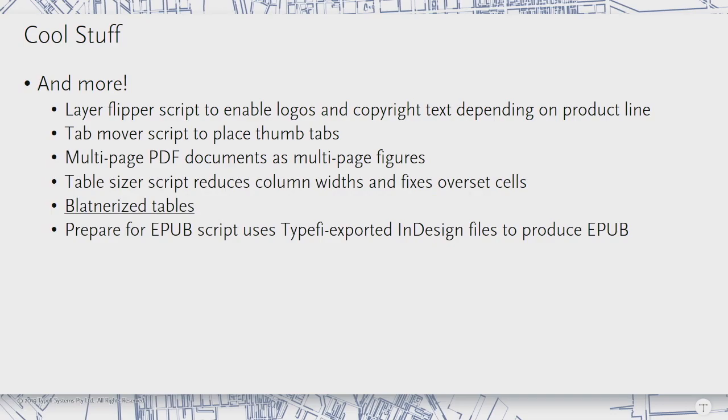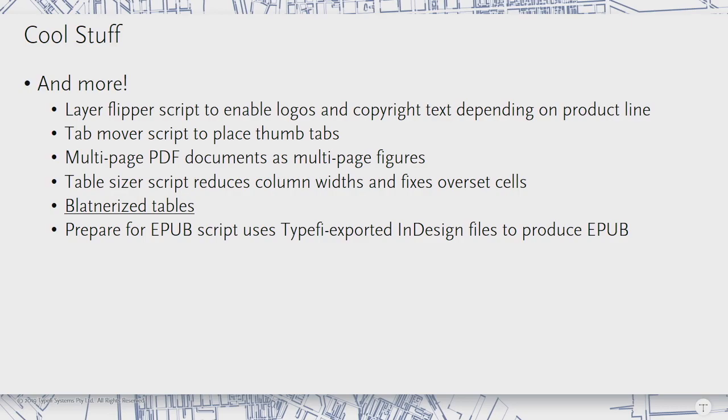And then there's a few other little things, different logos for different product lines, different copyright text. So there's an attribute in the DITA that says, I'm this kind of product. So when you run the job, there's a script that reads that as a Typefi field, and it turns on the correct layer so you get the right logo or the right copyright text. There's thumb tabs in some of the books, and they progress down the side of the page as each reading progresses. So the script figures out what number that reading is in relation to the other ones, and it moves it down the page on those InDesign pages.